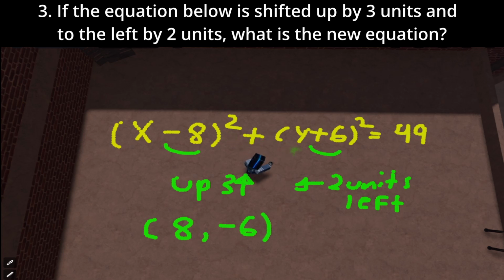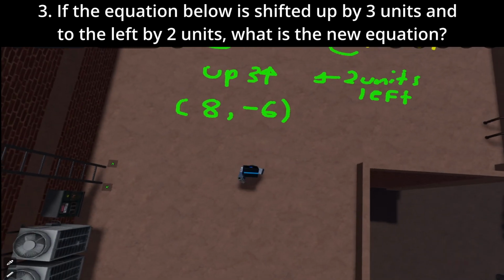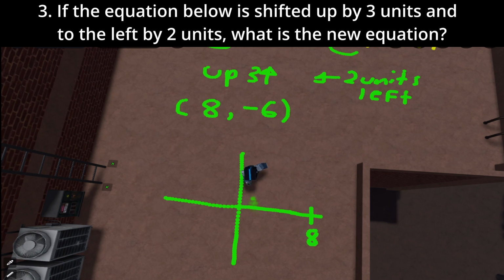So let me just plot that really quickly. So maybe that's going to be here for 8. Okay, 8 right there. And then minus 6 down here. So our center is probably over there. And let me erase this 8 and right on the top actually. So that's our center. And then what are we doing to it?